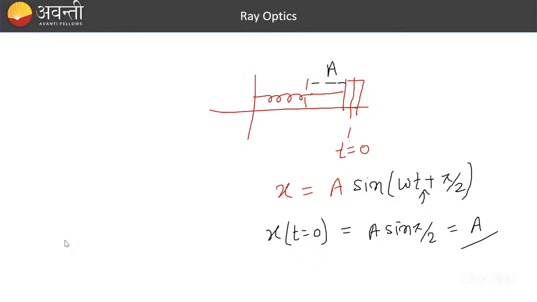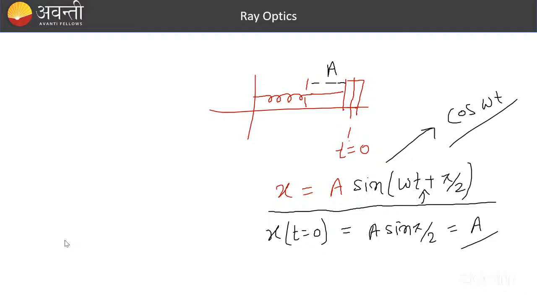And that is why this will be the fitting equation. Sine omega t plus pi by 2 can be written as cos omega t. ठीक है. So this is how we write equations. After that, if you talk about energy of SHM, जैसे अभी अभी हमने क्या क्या पढ़ा, we talked about acceleration.